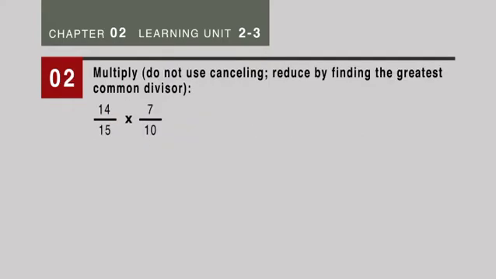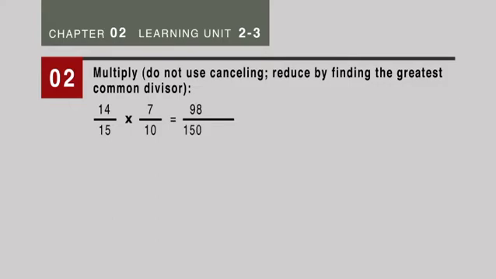Number 2, we're going to multiply, but we're not going to use canceling. We're going to reduce by finding the greatest common divisor. We have 14/15 times 7/10. So we're going to multiply 14 by 7, which equals 98. We've got 15 times 10, which equals 150.